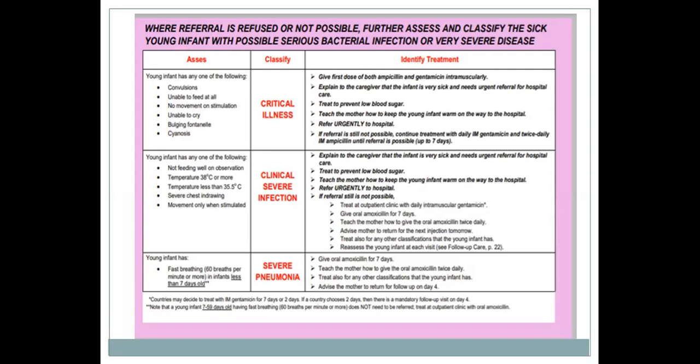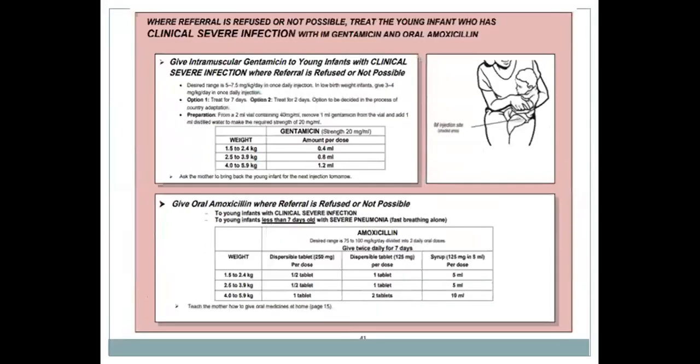In clinical severe infection, explain to the caretaker the infant is very sick and needs urgent referral. If referral is not possible, treat at the OPD clinic with daily IM gentamicin, give oral amoxicillin for 7 days, teach the mother how to give the oral drug, advise the mother to return for the next injection tomorrow, and also treat any other classification. In severe pneumonia, which includes fast breathing of 60 breaths per minute or more, or infant less than 7 days, give amoxicillin for 7 days, teach the mother how to give oral amoxicillin twice daily, and return when referral is refused or not possible. Treat the young infant who has clinical severe infection with IM gentamicin and oral amoxicillin.